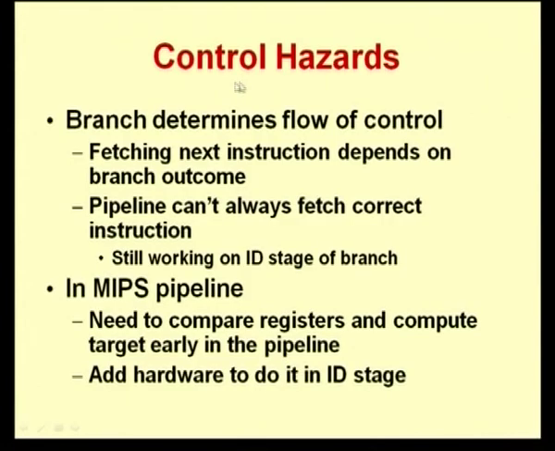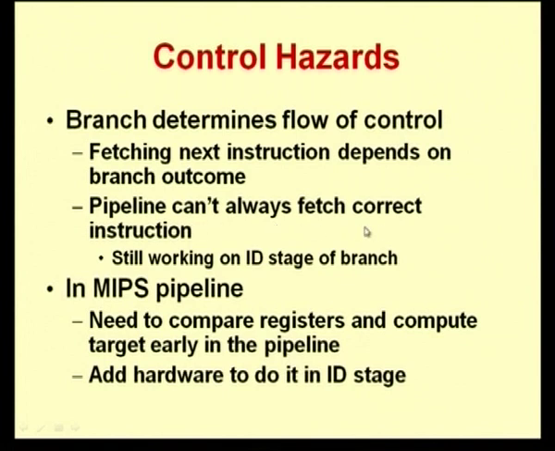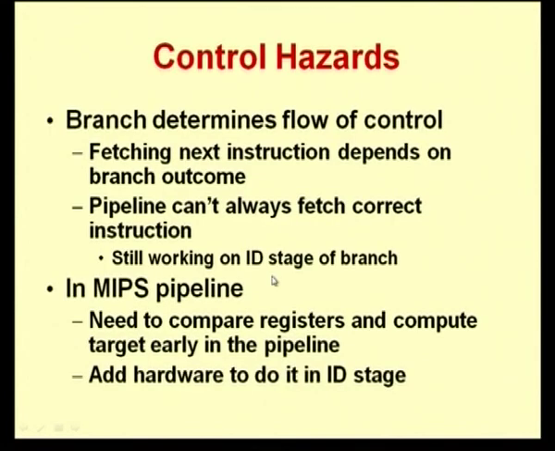So, we have looked at structural hazards and now we have looked at data hazards. A little bit into control hazards before we can look at the actual pipeline design. So, control hazards. As I said, control hazards are caused because of branches. The branch is something which determines the flow of control. Now, whenever I have a branch instruction, remember fetching the next instruction depends on the branch outcome. And the pipeline can't always fetch the correct instruction, because it will still be working on the ID stage of the branch. Remember, when the branch instruction has gone to the ID stage, the new instruction has to come into the IF stage.